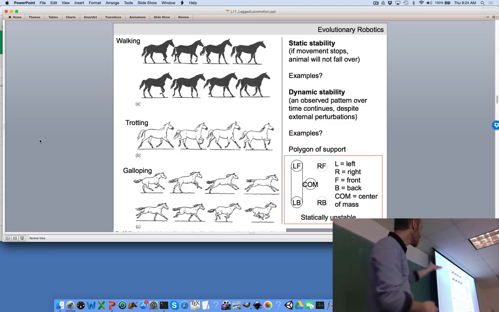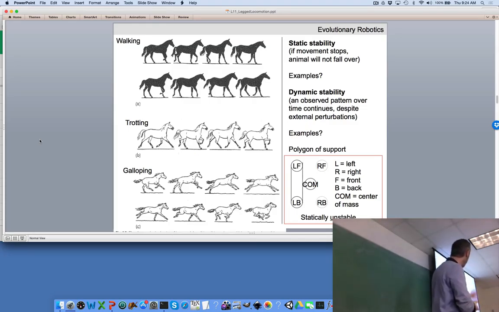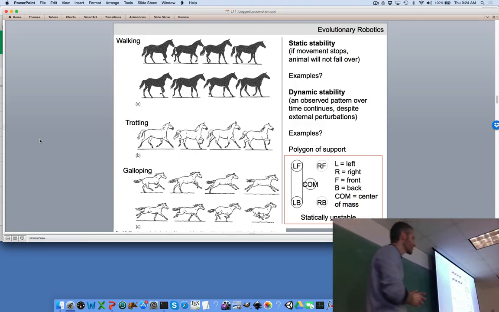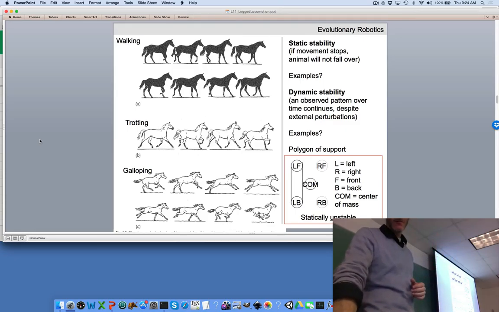Here's statically unstable, so at this point in time, in this cartoon here, the horse is only touching the ground with its left foot and right foot, and at that point in time, if its center of mass is outside that polygon of support, it's eventually going to start to fall over unless it moves.